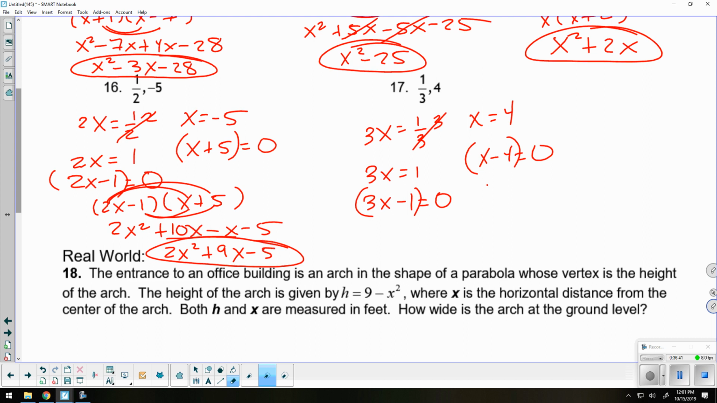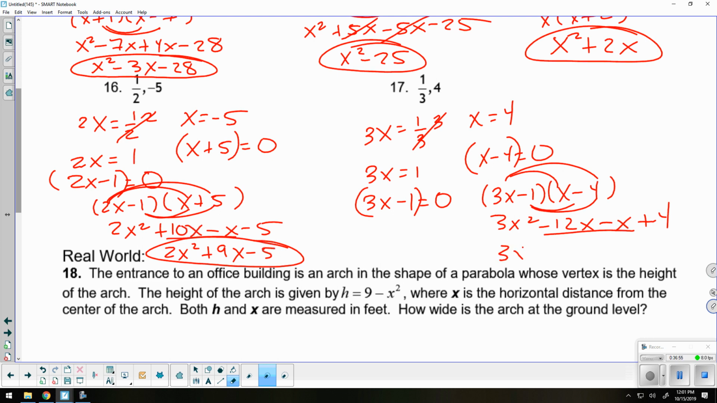Now just multiply them, 3x minus 1, times x minus 4. We get 3x squared minus 12x minus 1x plus 4. Like terms gives me 3x squared minus 13x plus 4, and that's the original quadratic. Okay, so you should be able to find and derive the quadratic given the roots. Okay, just work it backwards.